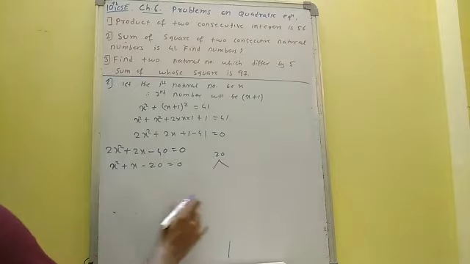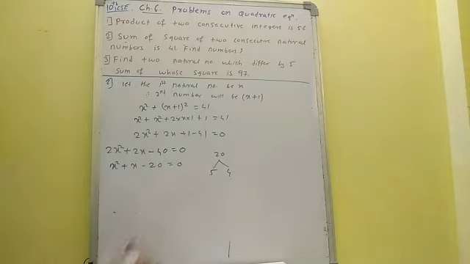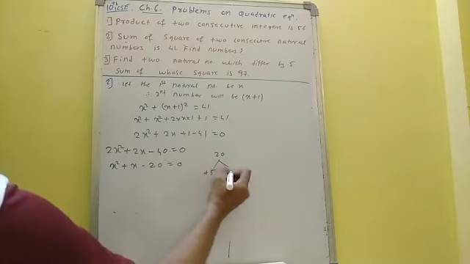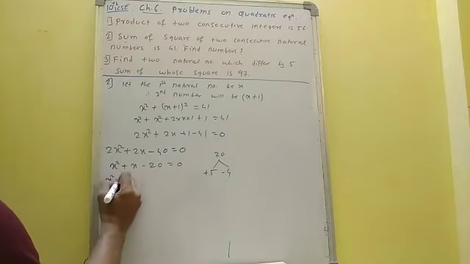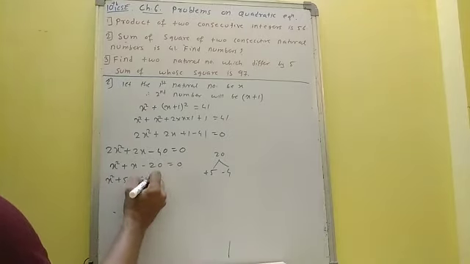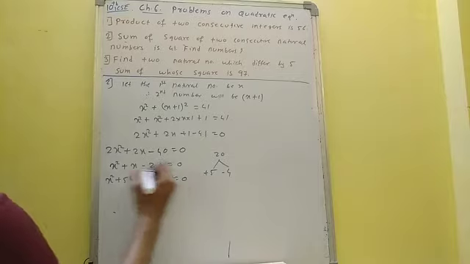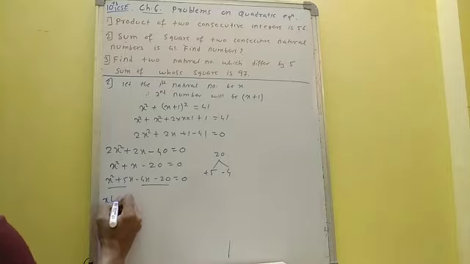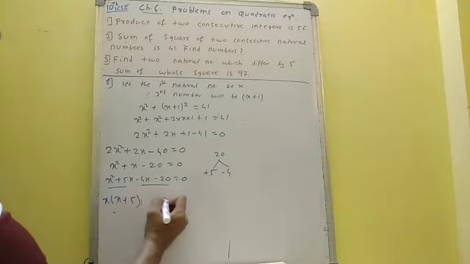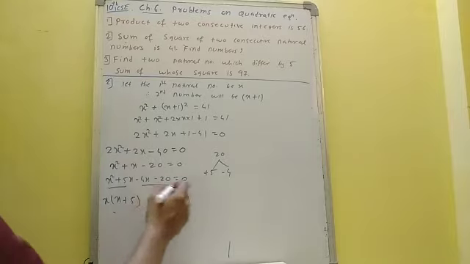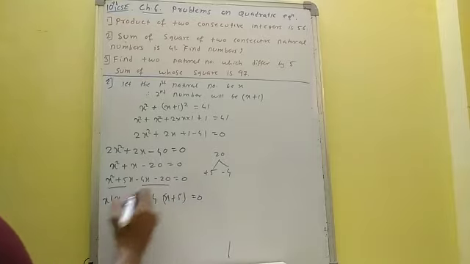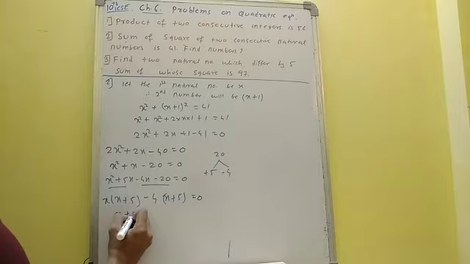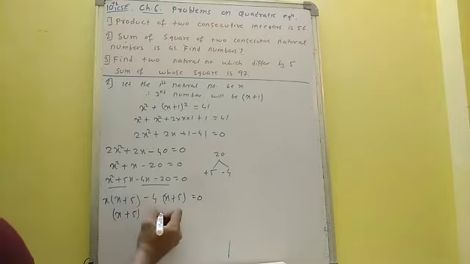You need to split 20 in such a way that 5 fours are 20. We have plus 5 and minus 4. x square plus 5x minus 4x minus 20 is equal to 0. So when I take x as common, I will have x plus 5. Here also x plus 5. Sign will change, so I will take the minus sign common. I have x plus 5 and x minus 4 is equal to 0.